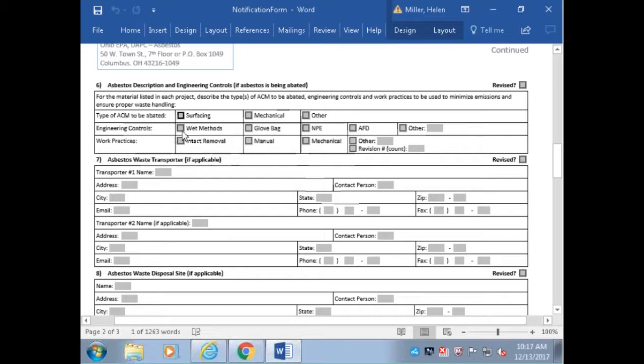Engineering controls, we put a bunch of common ones that are used: wet methods, glove bag, negative pressure enclosure. If there's something else, you could put other. I've seen people put everything for hot demo and things like that in other. Work practices: intact removal, manual, mechanical, or other. That information needs to be in there.